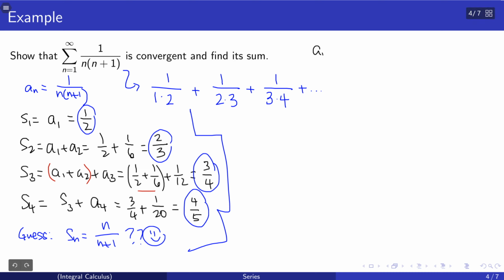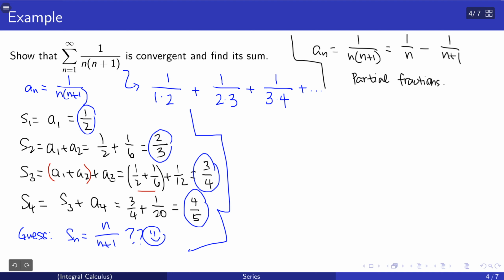This a sub n term, which is 1 over n times n plus 1, it should remind you of something that you've seen before. Right? It should remind you of partial fractions. Right? It's a rational function. The denominator has been factored into 2 linear terms, so we can apply your partial fraction decomposition. And it's a pretty simple decomposition. It's just 1 over n minus 1 over n plus 1.